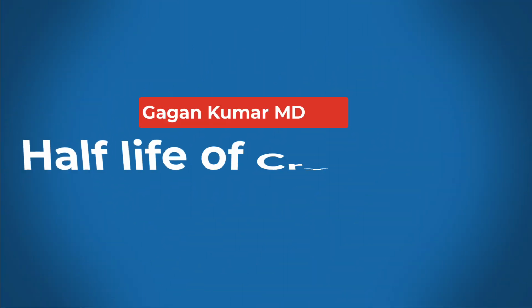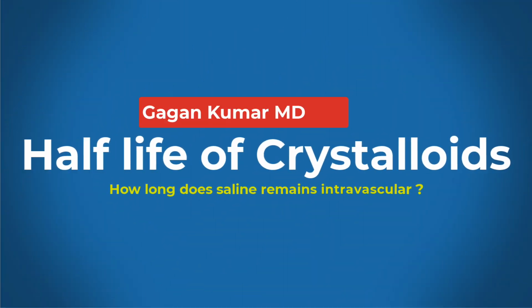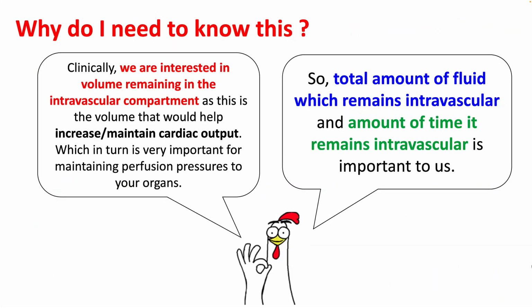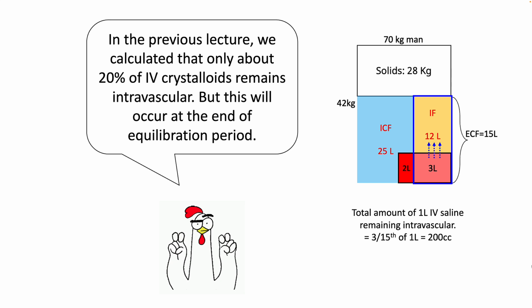Hello everyone. One of the common questions that comes up every day is how long will my IV fluid remain in the intravascular system? Today we'll examine how the fluid distributes in various compartments and how fast this happens. Since it's the intravascular compartment of the IV fluid that helps you improve the cardiac output, this becomes clinically very relevant. In the previous lectures, we figured out that 20% of the crystalloids remain intravascular. In this lecture, we'll figure out how long it really remains inside this compartment.